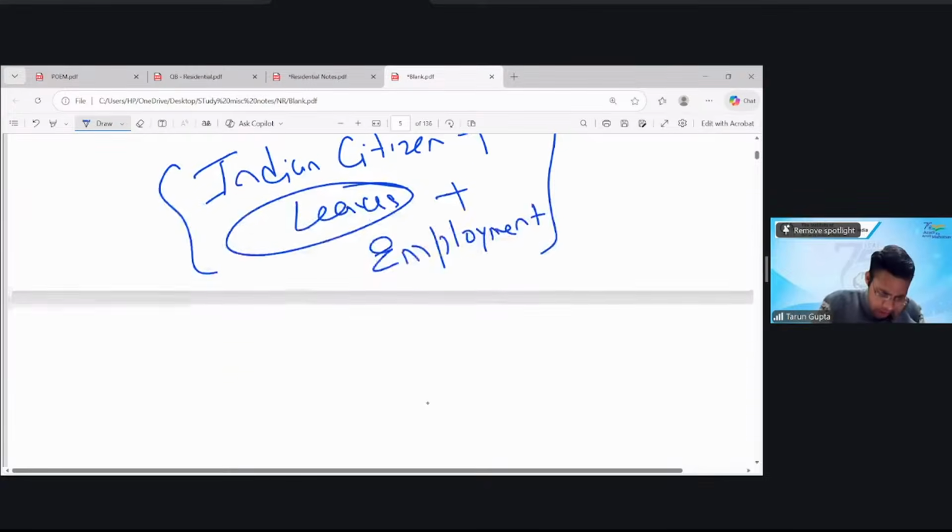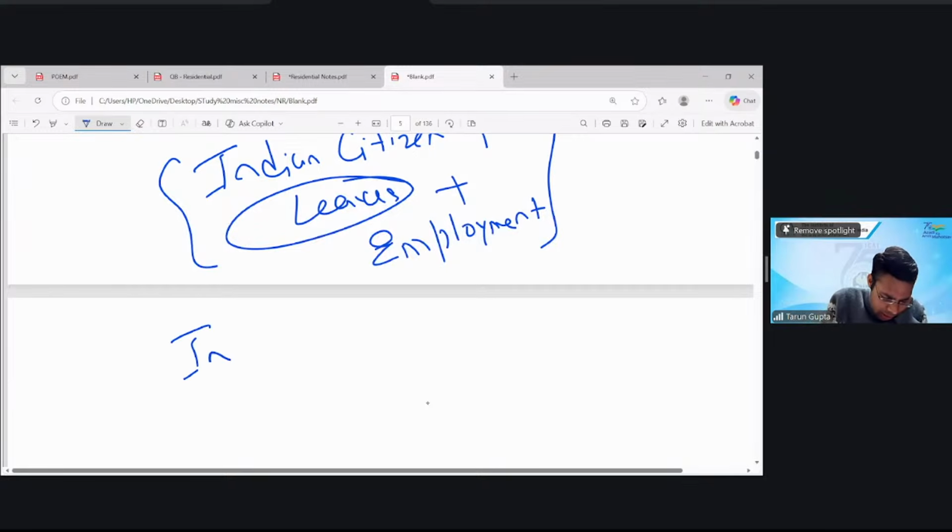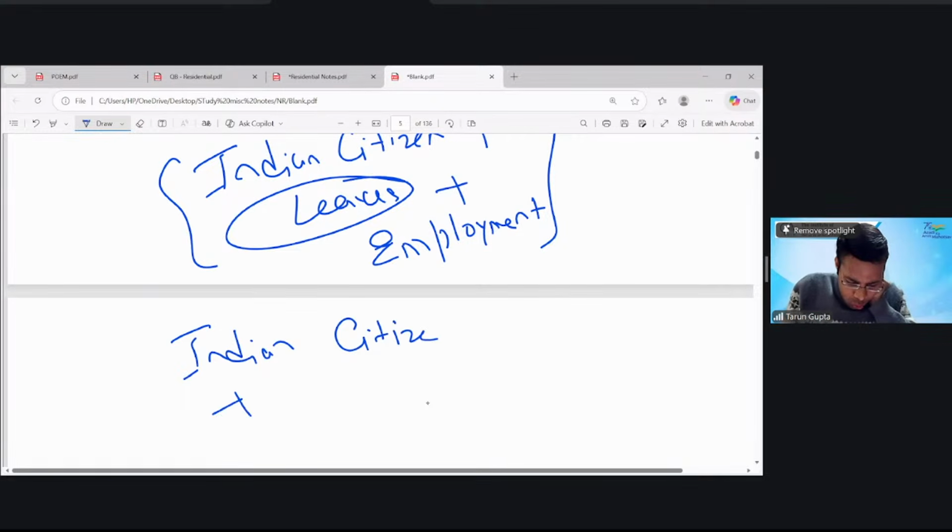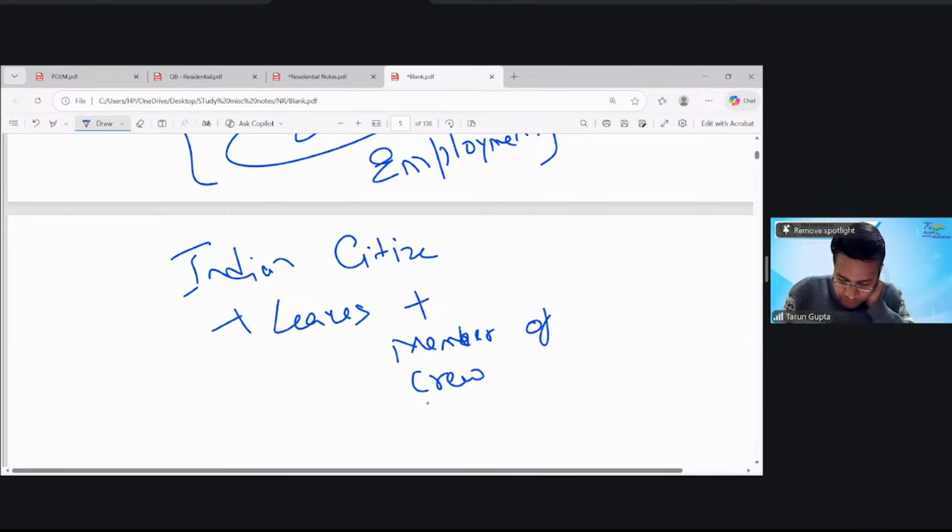Okay. So the second type of person is an Indian citizen who leaves India during the relevant previous year as a member of the crew of an Indian ship. So if you're leaving India to join an Indian ship, then also only the first condition shall be applicable to you, and you will not be governed by the second condition.